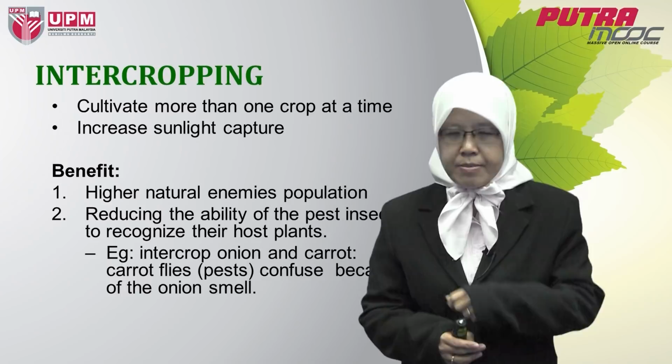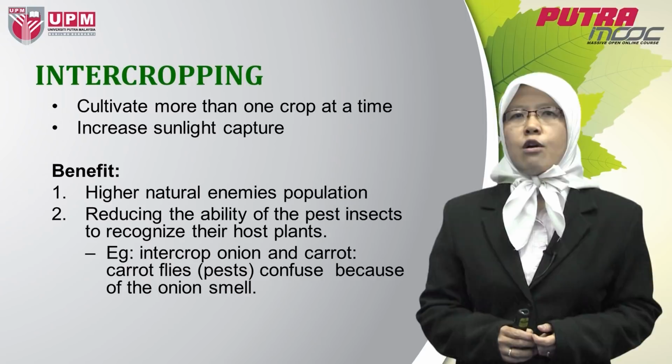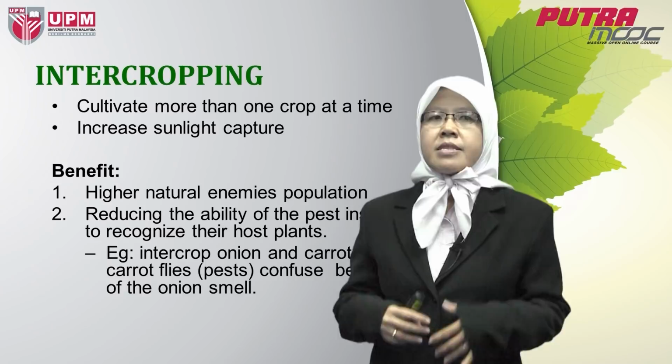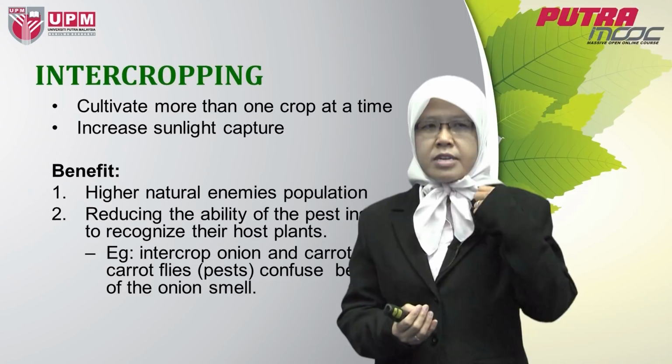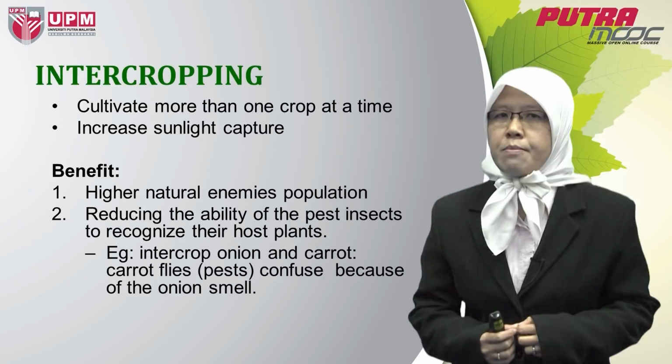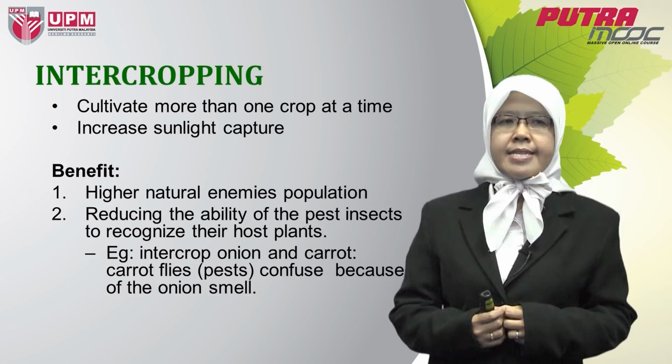If you remember, one way to increase the use of sunlight and energy is to have a cover crop. Intercropping can also be part of the cover crop because it increases sunlight capture. With intercropping, the benefits are that we can increase the natural enemy population, and it also reduces the ability of the pest insect to recognize their host.